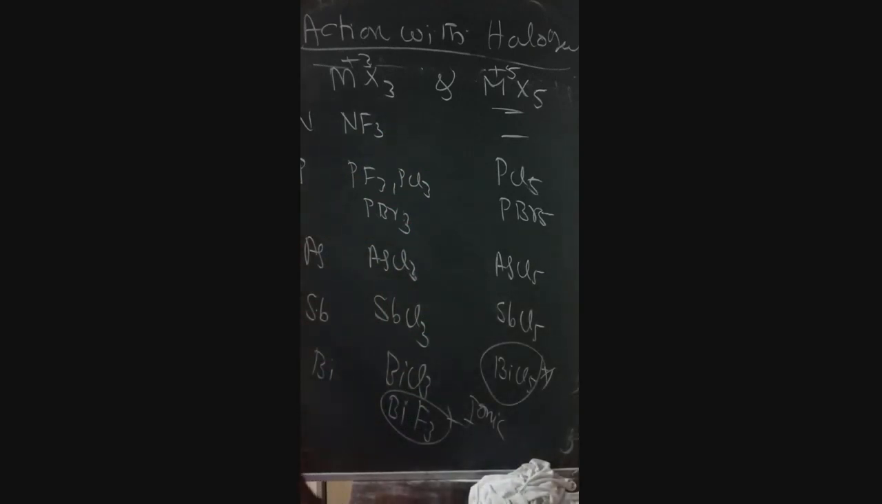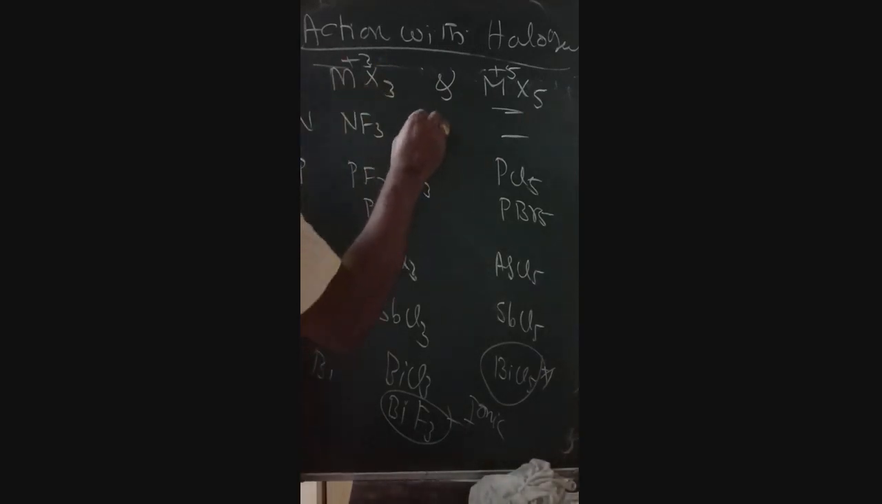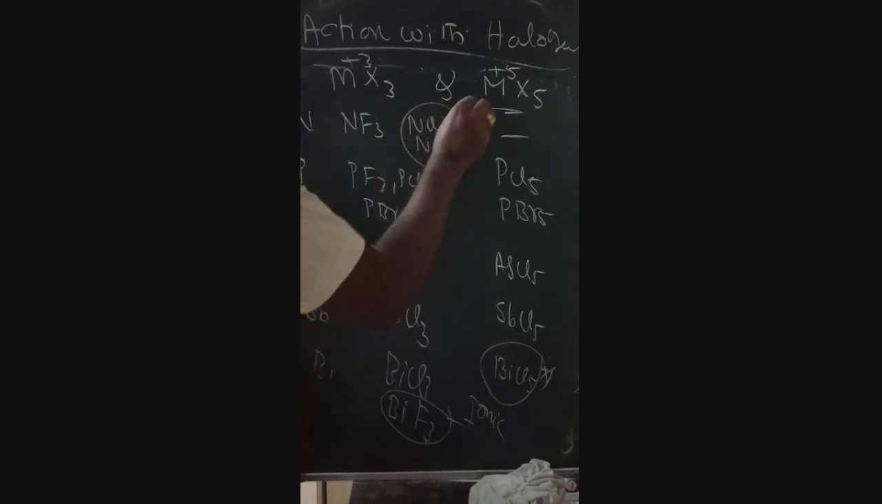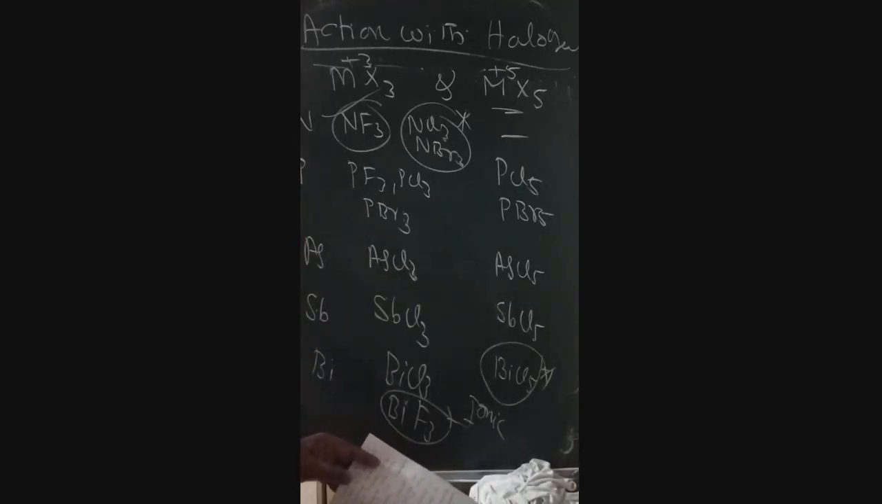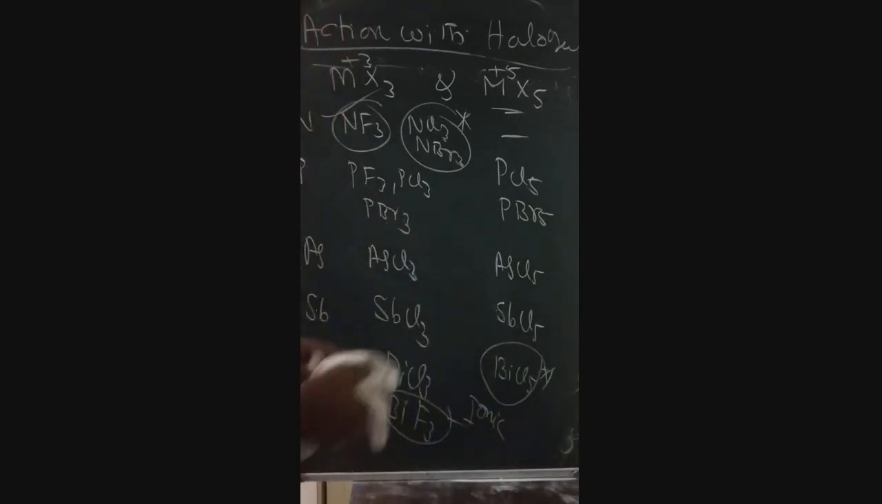Also, NF3 is the only stable halide, but the remaining trihalides of nitrogen are unstable. That is NCl3 and NBr3 are unstable, but this is the only stable form. That is the reaction with halogens. Next, children, the reaction with metals.